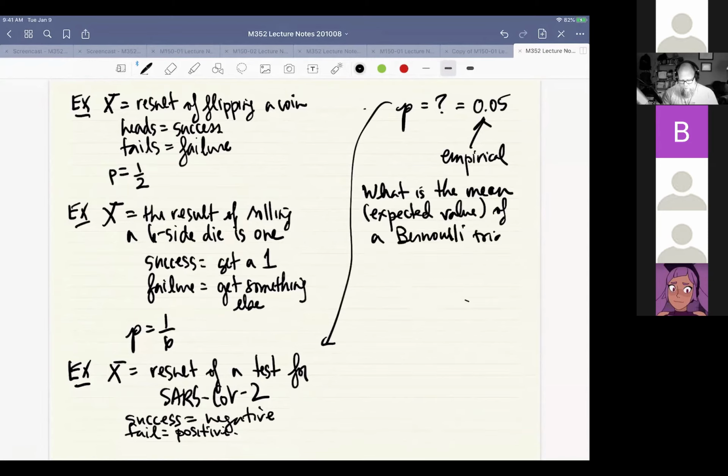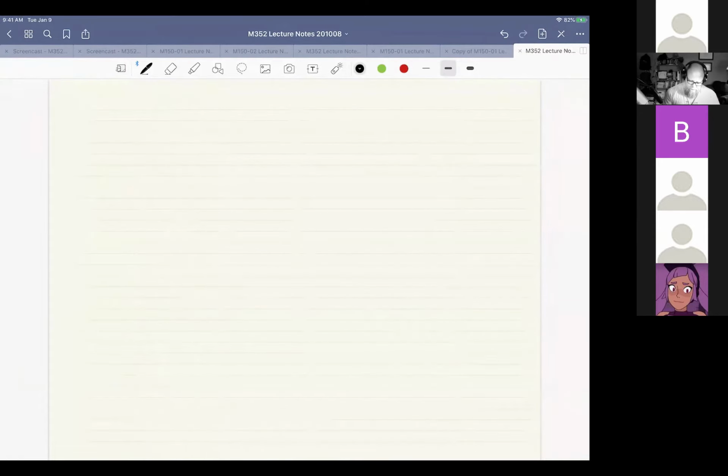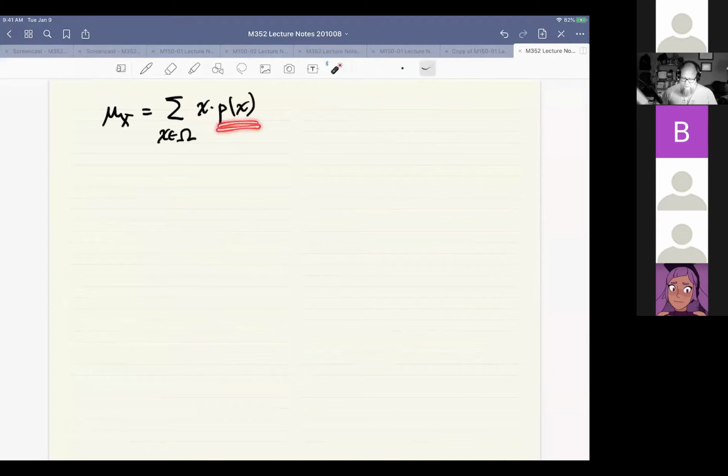Of a Bernoulli trial. And then we'll ask what's the variance. Okay, so I'm going to scroll ahead. So the mean of our random variable, it's the outcome, right? It's the sum of all the products of outcome times the probability of that outcome. So this is our probability mass function.